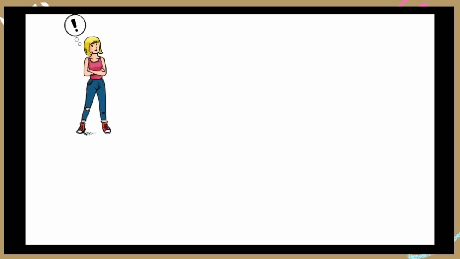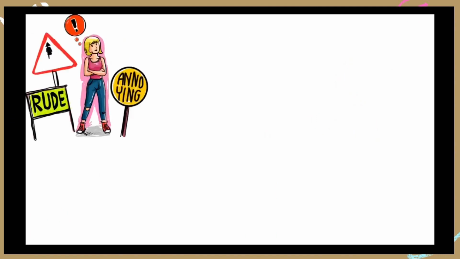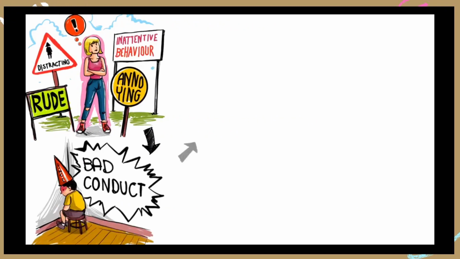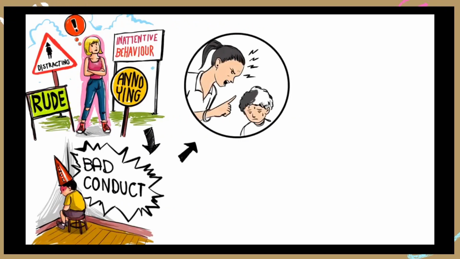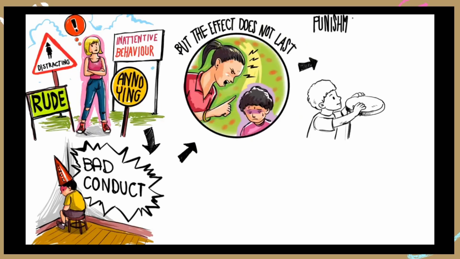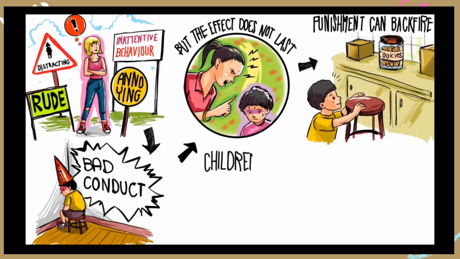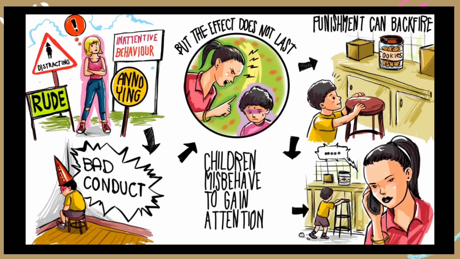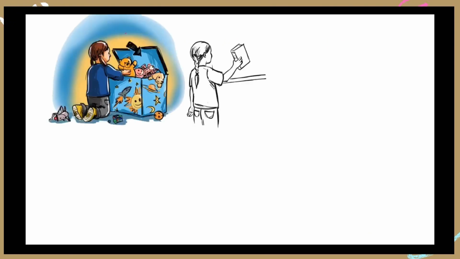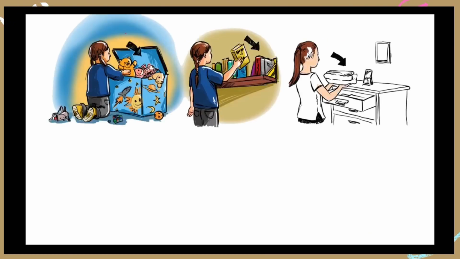It is easier to notice annoying, rude, distracting, or inattentive behavior. We usually reprimand bad conduct. Punishment can be the quickest way to stop a bad behavior, but the effect doesn't last. Punishment can backfire, as when a child misbehaves to gain attention. However, when you encourage desired behaviors, they tend to happen again and again.